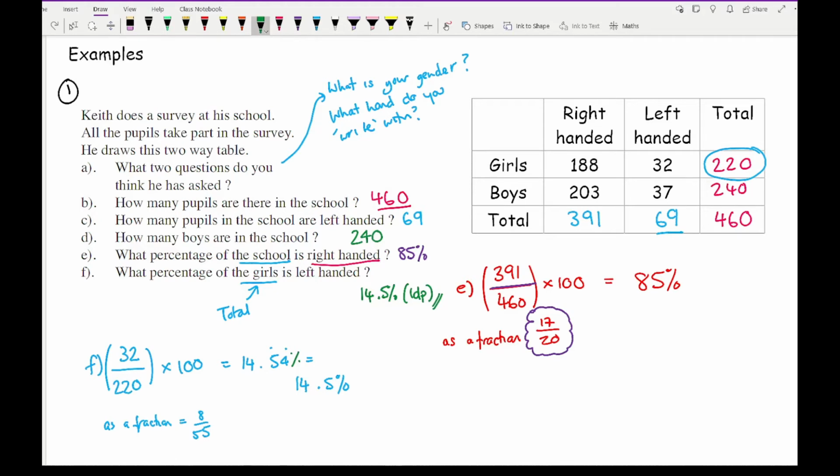But it's important that you don't just always, because you see the 460, automatically think that that's always the total that you use. Obviously, in some cases, when it's talking about the whole population or all of them, then it is. But again, with questions like part F, it might ask for a specific total, which might be different from the one that's in the bottom right-hand corner.